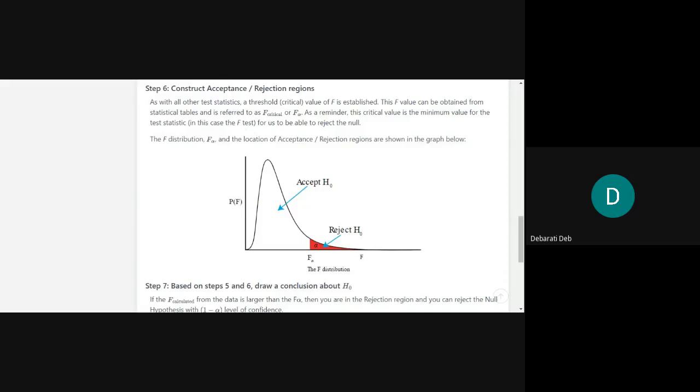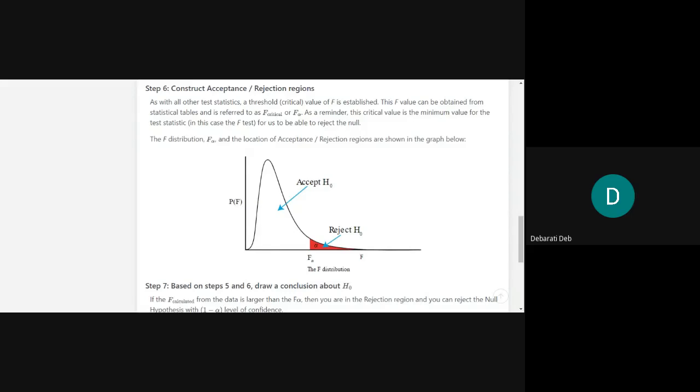As with all other test statistics, a threshold or a critical value of F is established. Here in this slide, the example of the F statistic has been taken. This F statistic is applicable for the ANOVA test. For the Z test it will be the Z statistic, and for the T test it will be the T statistic. Since the F statistic example has been considered, we are writing F statistic. The F value can be obtained from statistical tables and is referred to as F critical or F alpha.